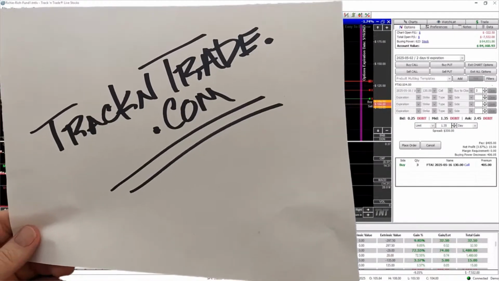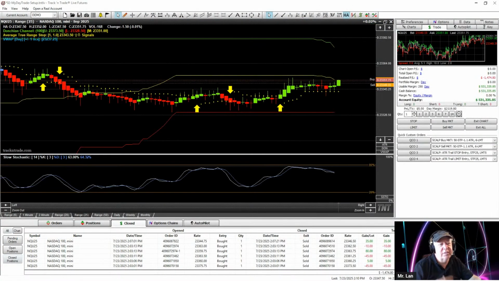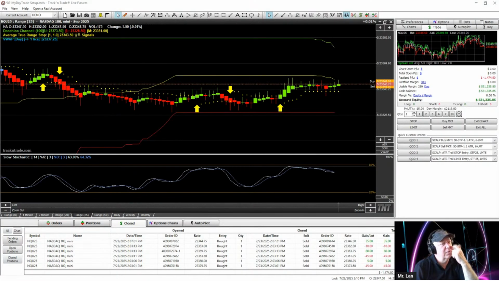First of all, this is the software I use. It's called Track and Trade. They've got two versions, one for stocks, one for futures. This is the website, trackntrade.com. This is where you download a free 2-week trial. No credit card required. Go download your copy, then come back here, follow along, and I'll show you all my settings. That's the software, and that's where you go get it. Again, they have two versions, futures and stocks.